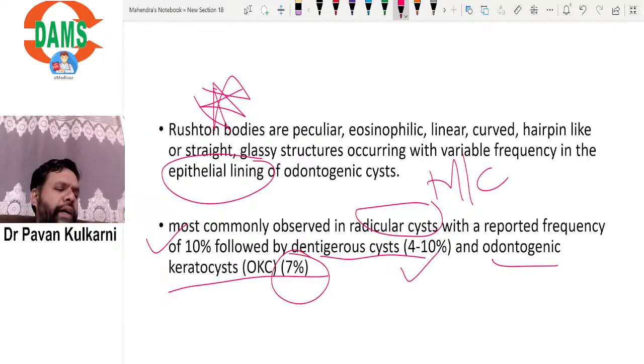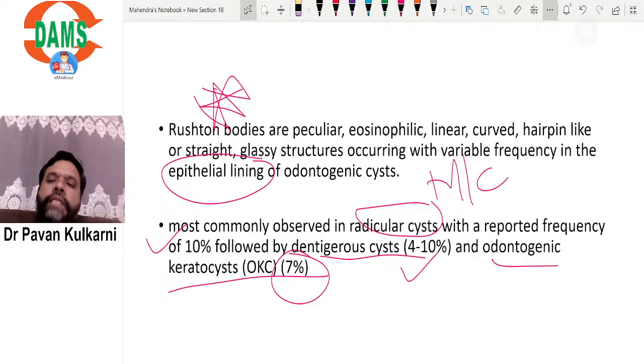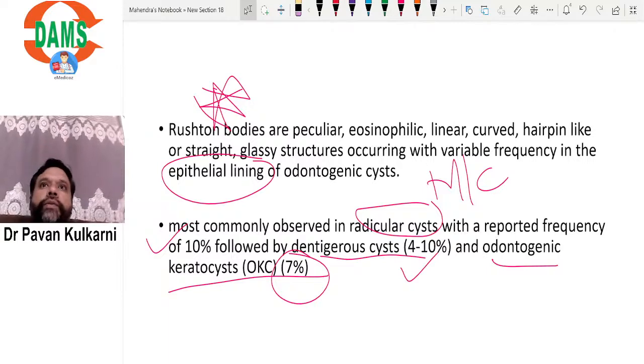Okay, so don't try to remember an order here. Most common is radicular cyst. You can also see them in OKC, and you can also see them in the dentigerous cyst. On average both are the same, 7%. But most commonly radicular cyst, that is 10%. So these are nothing but your Rushton bodies.